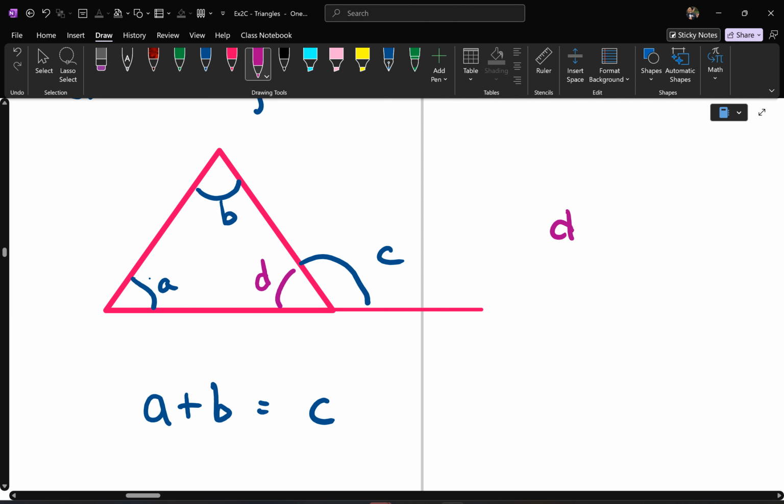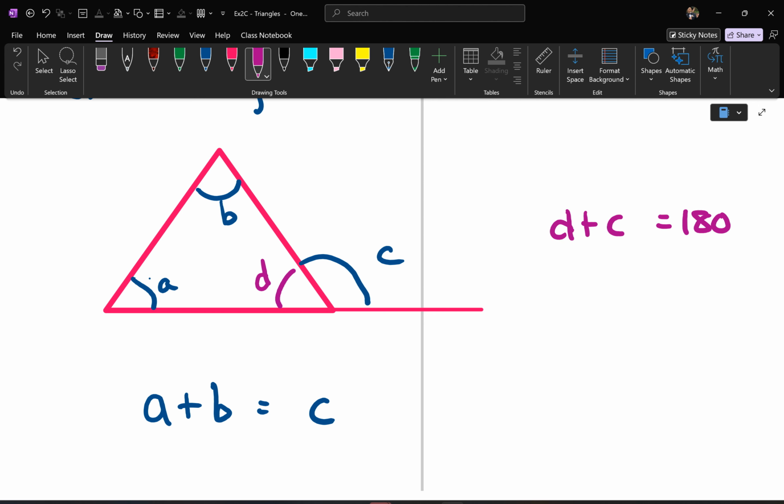Because if the other angle inside the triangle is D, D plus C is 180. Why? Because the straight line is 180. Good. So let's slow down a bit. If you notice that little missing angle, let's call it D. D plus C will give you a straight line. That's a supplementary angle, so it should add up to 180.